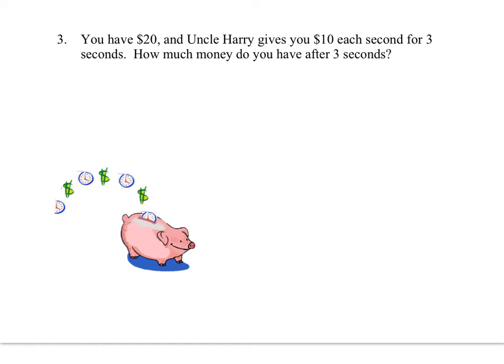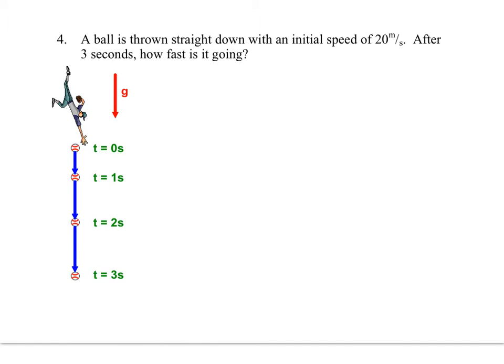Now getting back to money style problems, it says you have $20 and Uncle Harry gives you $10 each second for 3 seconds. How much money do you have after 3 seconds? Again, I want you to be able to reason this through. $20 to start with and $10 each second for 3 seconds. Hopefully with a little thinking, you come up with $50 after these 3 seconds.